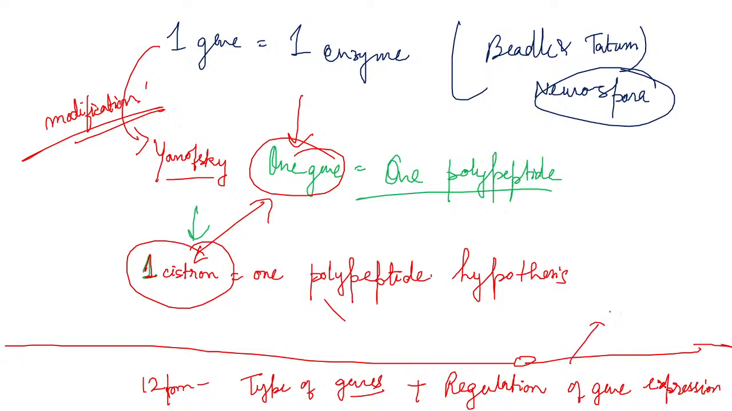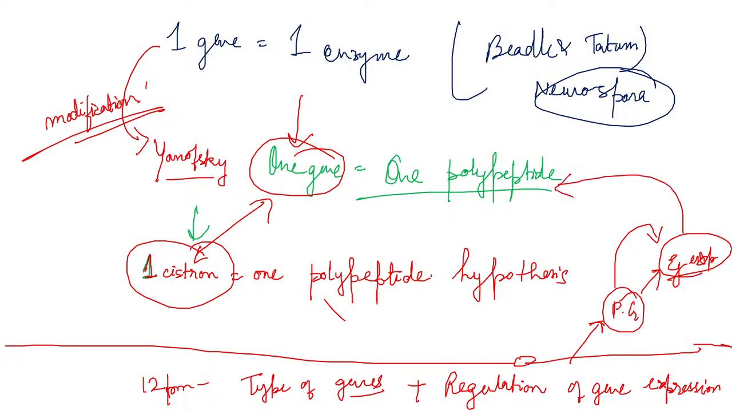Today, we started with population genetics, and we completed gene expression. What is gene expression and how it was done, and how from one gene we get the one polypeptide hypothesis. We completed up till this. Next, tomorrow at the same time at 12 p.m. we will have types of genes and regulation of gene expression.